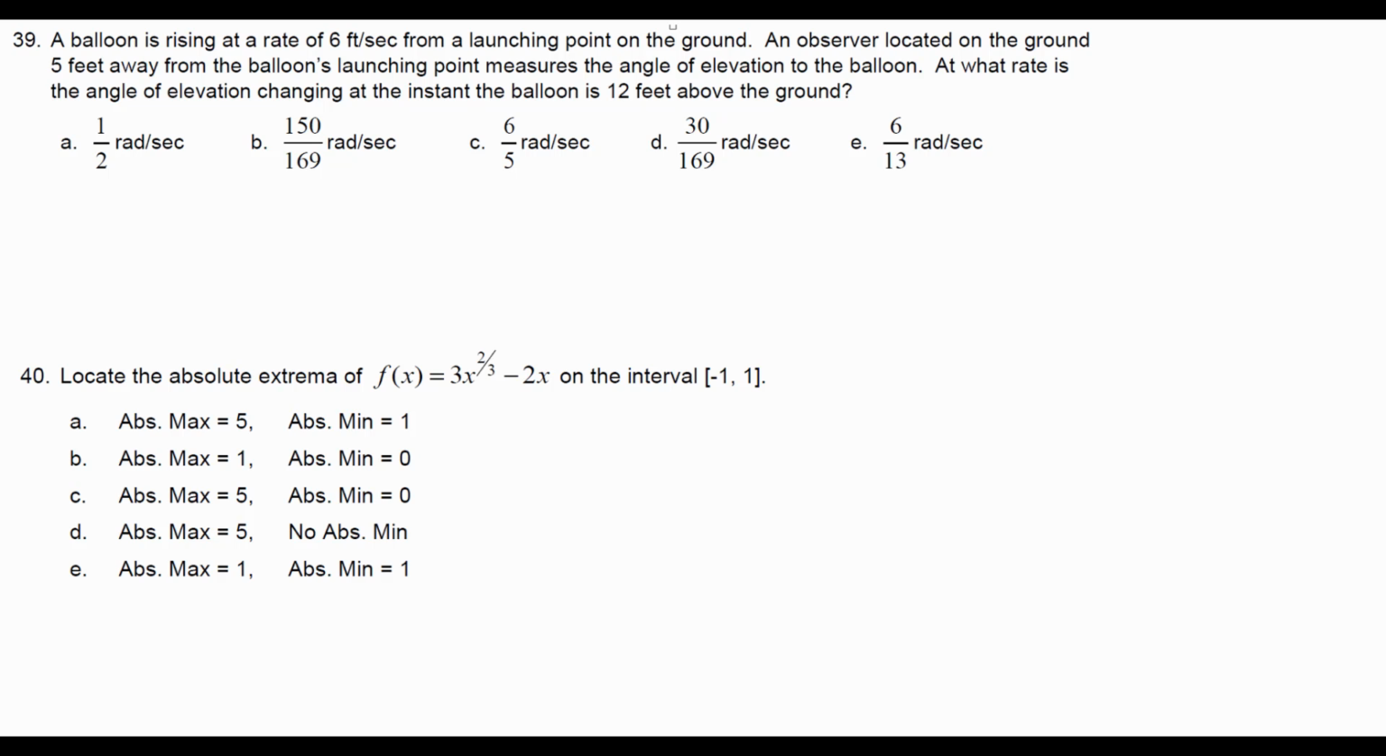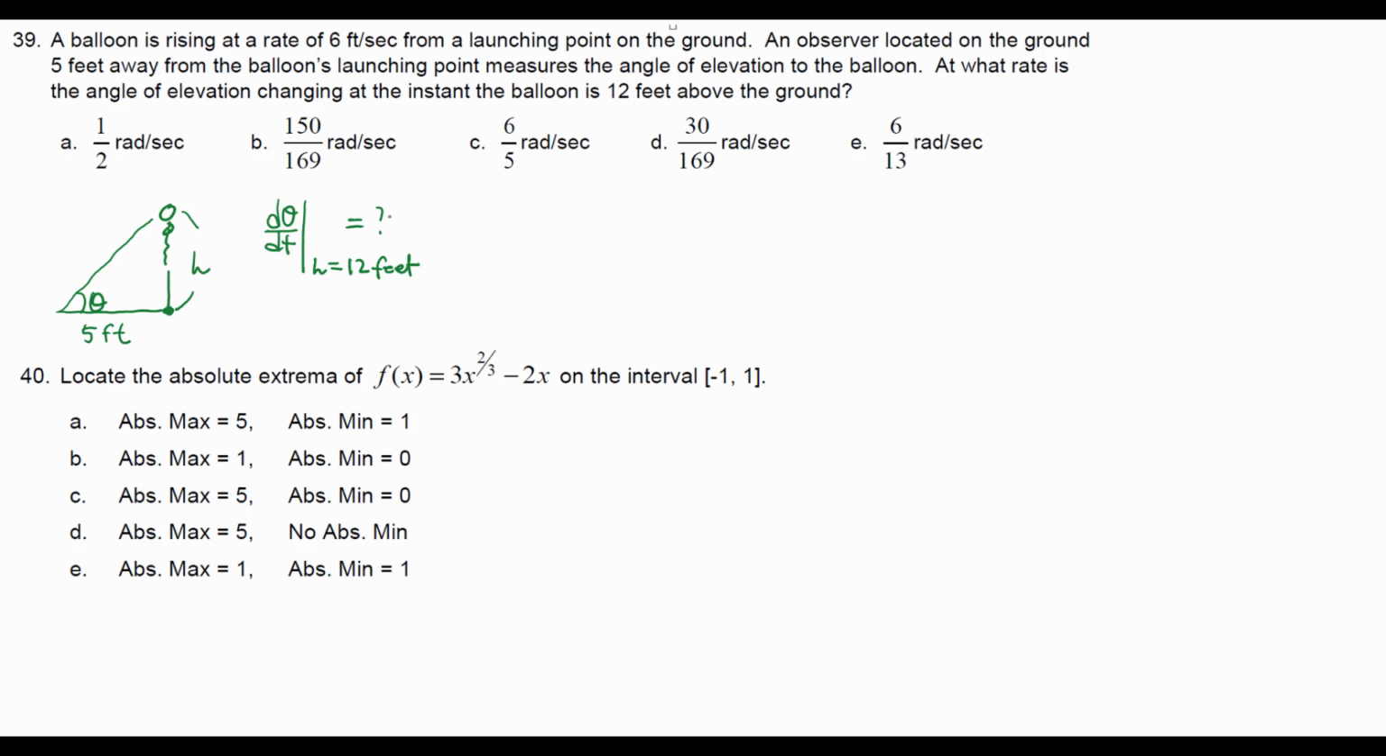Number 39. A balloon is rising at a rate of 6 feet per second from a launching point on the ground. An observer located on the ground 5 feet away from the balloon's launching point measures the angle of elevation to the balloon. At what rate is the angle of elevation changing? So that will be d theta/dt, at the instant the balloon is 12 feet above the ground. That's what we have to find.